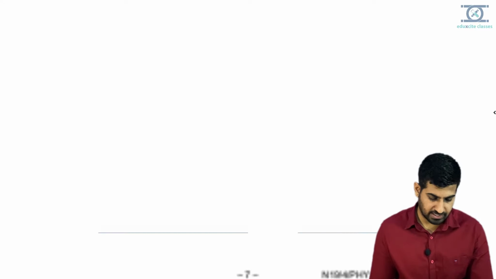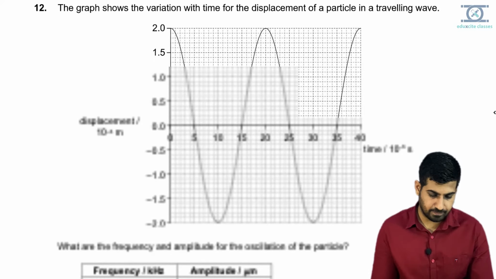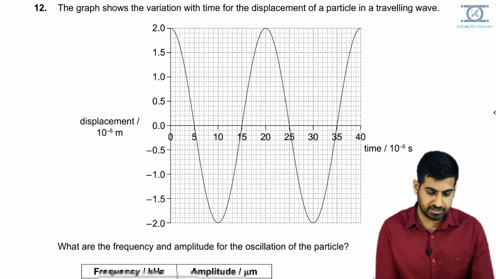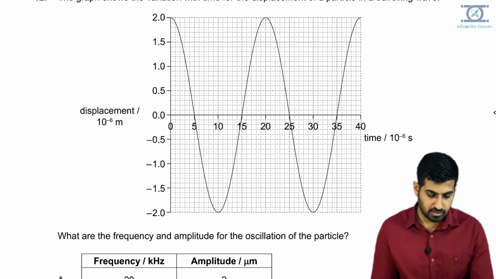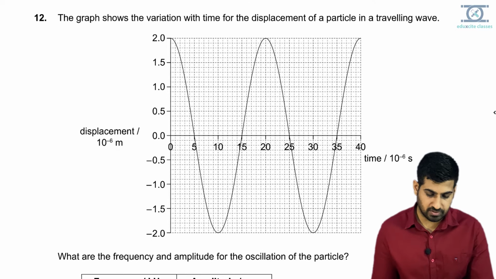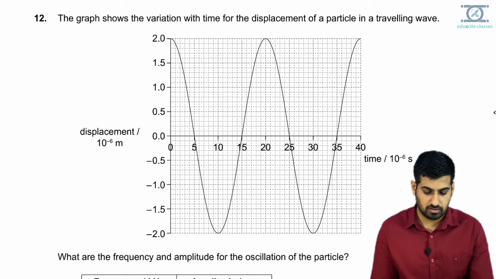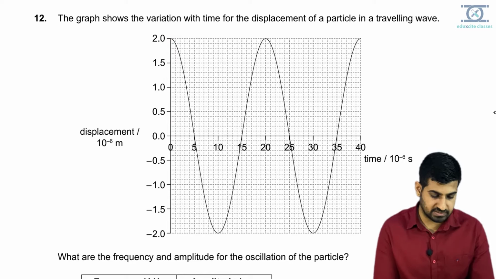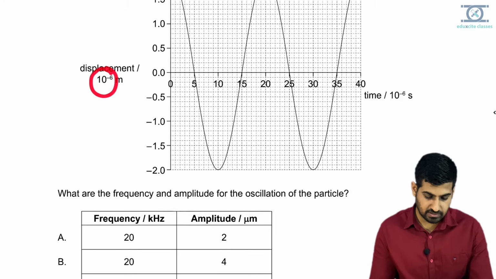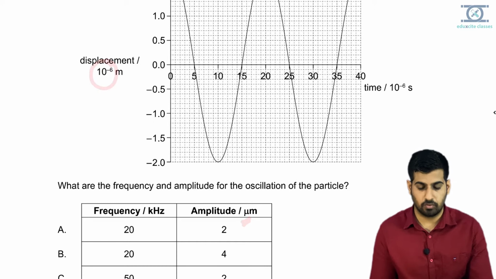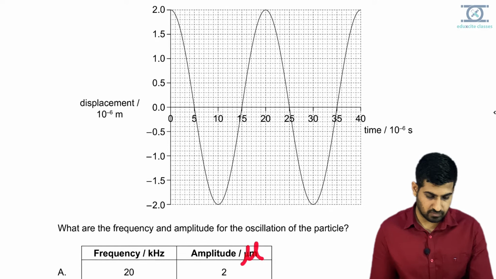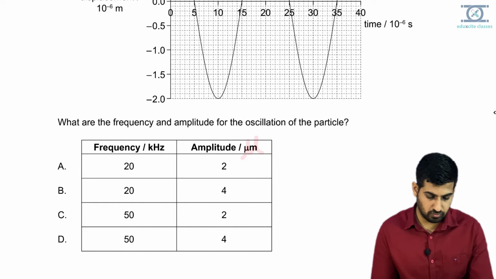Okay, next question number 12. The graph shows the variation with time of a particle in again a travelling wave. What are the frequency and the amplitude? So you can see the maximum displacement from the mean position is your amplitude. So we can say it is 10 raised to power minus 6, that is nothing but a micrometer. So what is the answer? Either this or this. So let us check with the frequency.